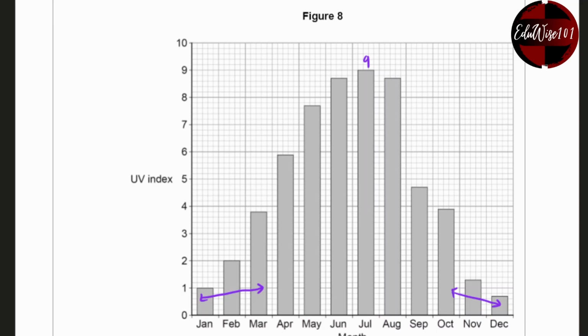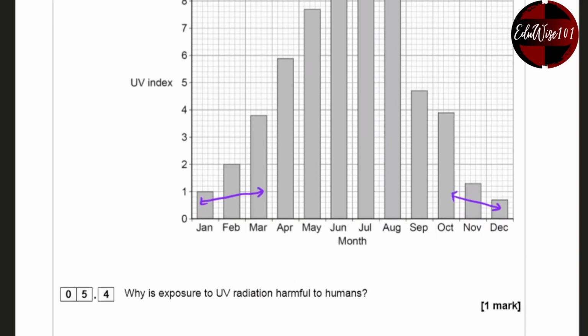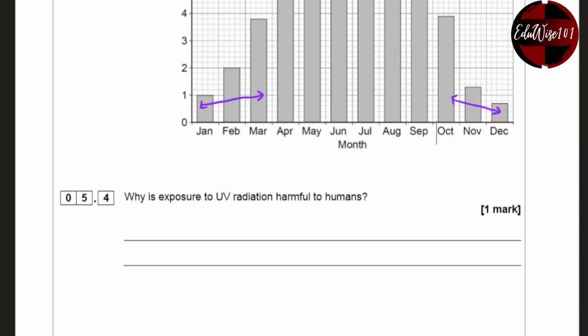Why is exposure to UV radiation harmful to humans? Right? Well, as we said before, UV radiation is also ionizing, right? It's ionizing, so it can cause cancer.